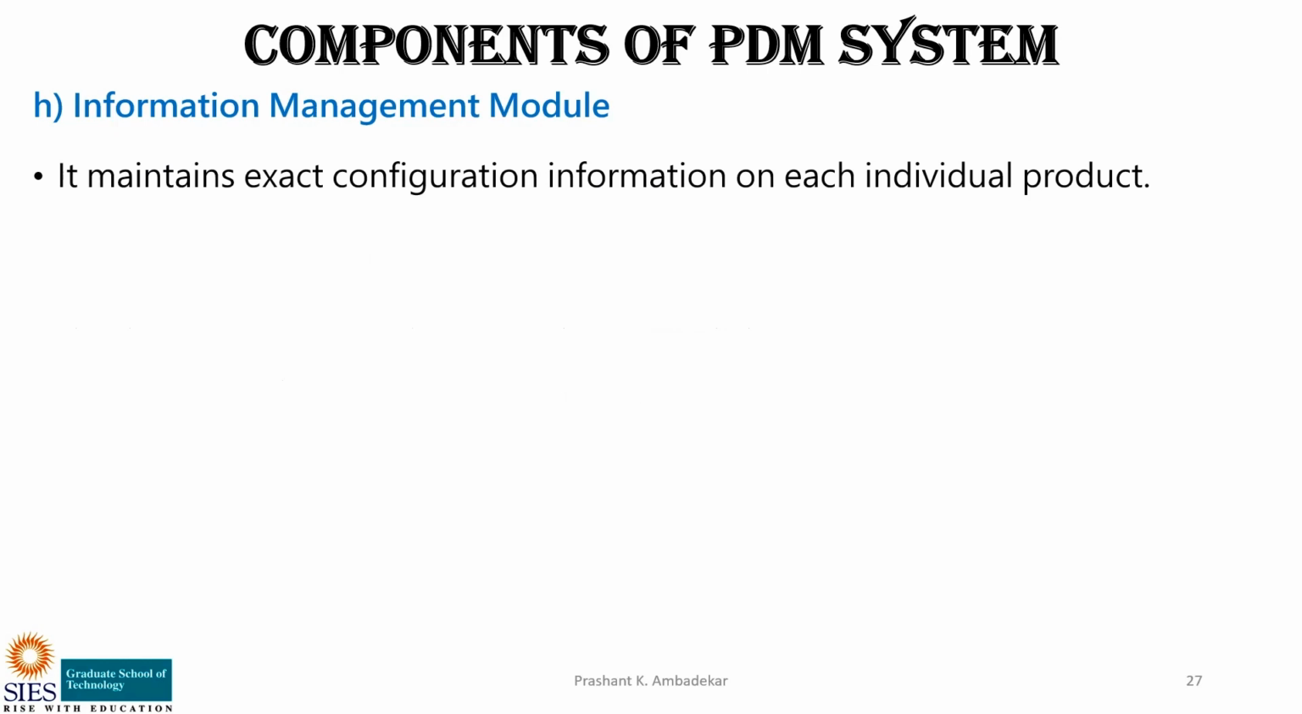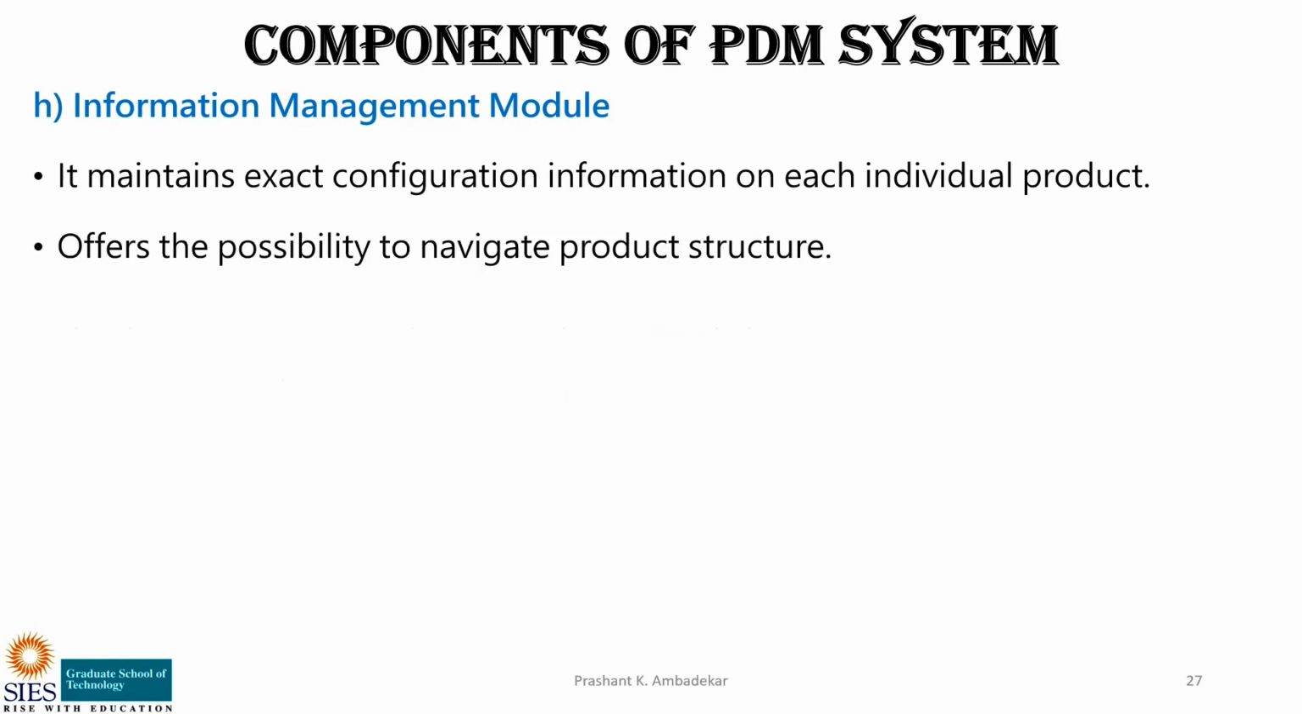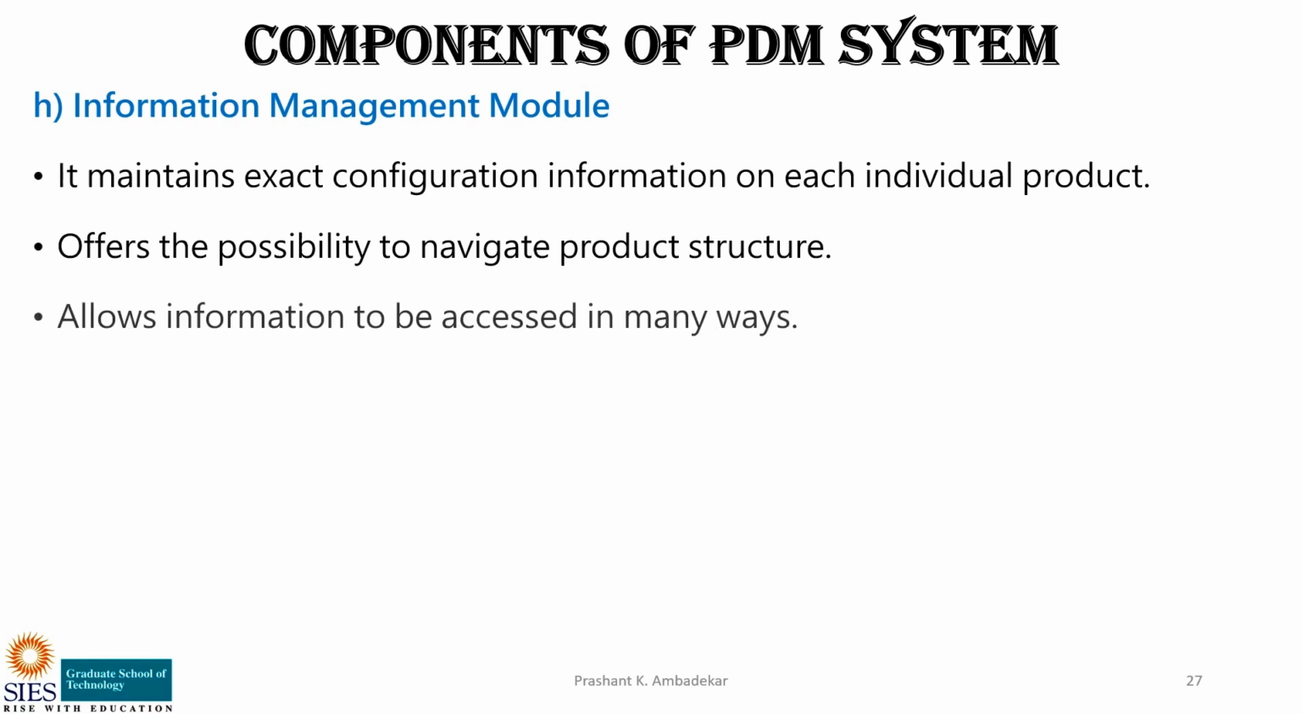The information management module also maintains exact configuration information on each individual product. It also offers the possibility to navigate product structure. Finally, the information management module also allows the information to be accessed in many ways, such as by model number, by part number, etc. So these are the different components of PDM system, which are very much essential for implementation of a PLM system.